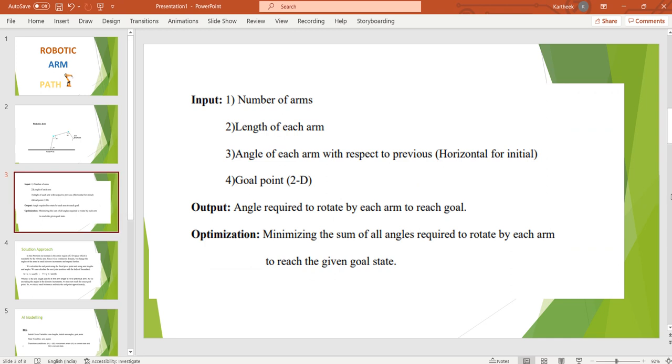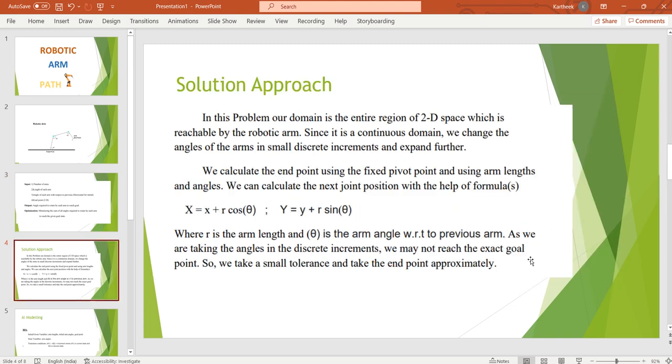Now the input for our problem will be the number of arms, the length of each arm, and the angle of each arm with respect to the previous. Here we will consider the initial point and then the goal point. And now the output will be the angle required to rotate by each arm to reach the goal. That is the sum of rotated angles of all the angles A1, A2, A3 combined. Now the optimization is minimizing the sum of all angles rotated. We will be solving this using BFS and A star.